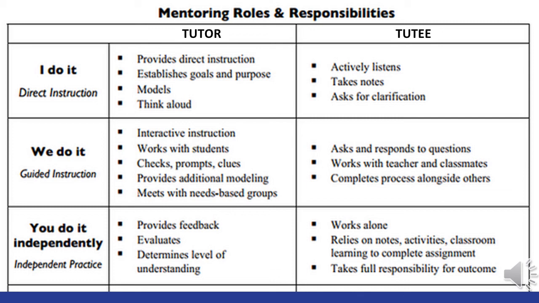I'll end this training with one more chart. I really like this one because it clearly describes each step of the gradual release of responsibility and lists key behaviors in each for both the tutor and tutee. Take a moment to review it.